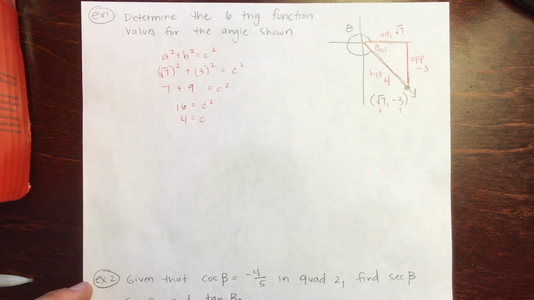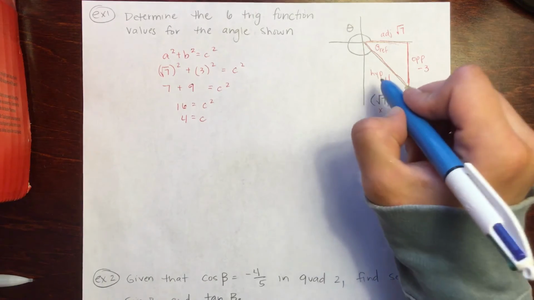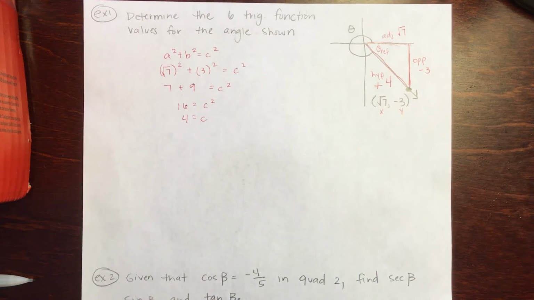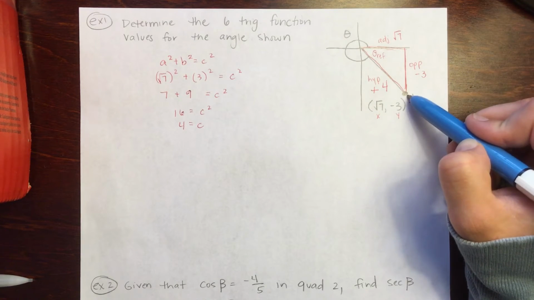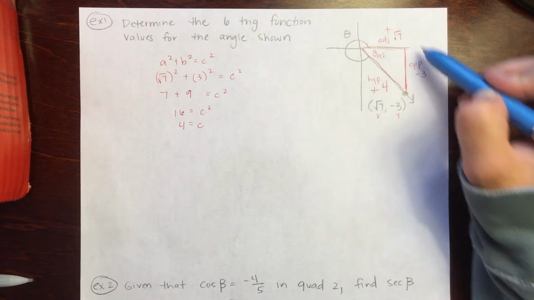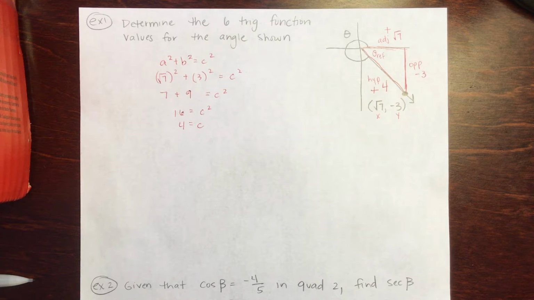Step 5, double check your signs. The hypotenuse is always positive. And then the adjacent, this is the positive x direction, this is the negative y direction. That is why I have a positive square root 7 and a -3.